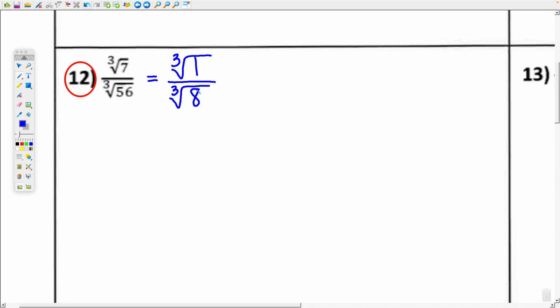Now look at those numbers. Those are perfect cubes. What's the cube root of 1? What's the cube root of 8?